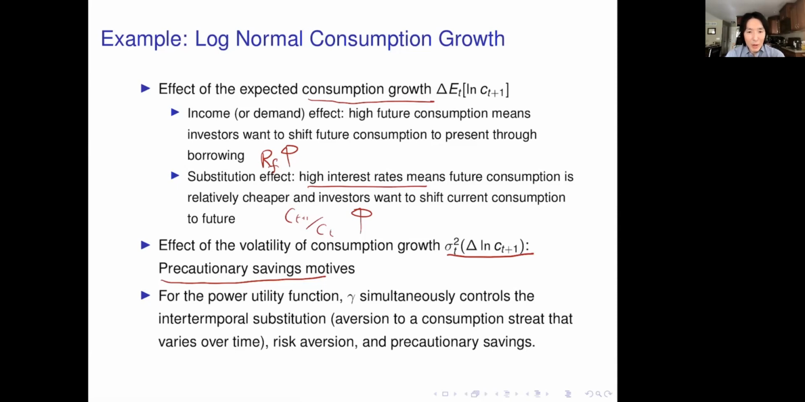And for the case of the power utility function, the risk aversion coefficient gamma is going to control the intertemporal substitution. Intertemporal substitution이 뭐냐? 현재와 미래의 consumption을 어떻게 변화시킬 것인지. Risk aversion and precautionary savings, everything is going to be controlled by the risk aversion coefficient. That is the drawback of the power utility function, and we will see how this drawback is going to be improved in other utility functions. And we will continue in the next part of the lecture.